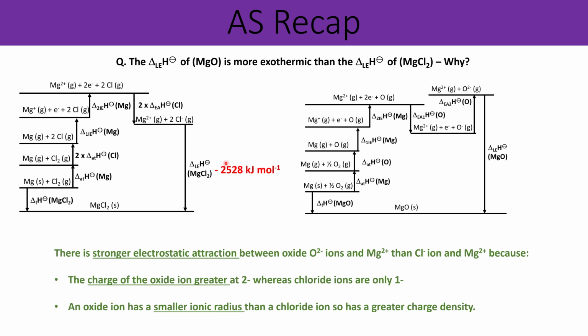Why is this one larger than this one? Well, magnesium oxide contains O2- and Mg2+ ions. So these ions, the oxide ions in particular, have a greater charge. And ions with a greater charge, 2- versus the 1- of the chloride ions there, have stronger electrostatic attraction. Also, an oxide ion has a smaller ionic radius, so we can say that it's got a greater charge density. So the greater the charge of the ions, the stronger the ionic bond ends up being, and that can be shown through the results of the calculations that we get using Born-Haber cycles.